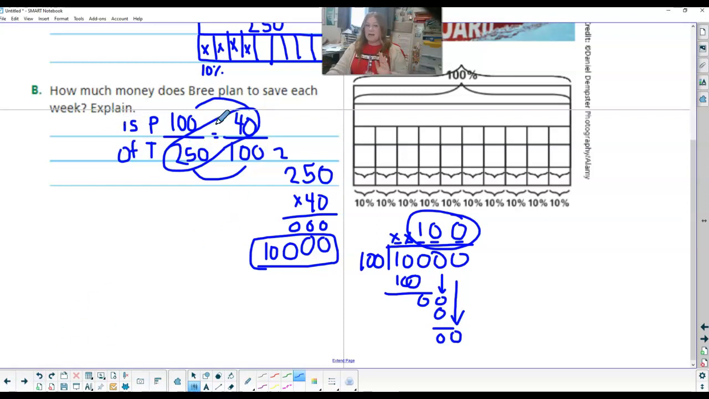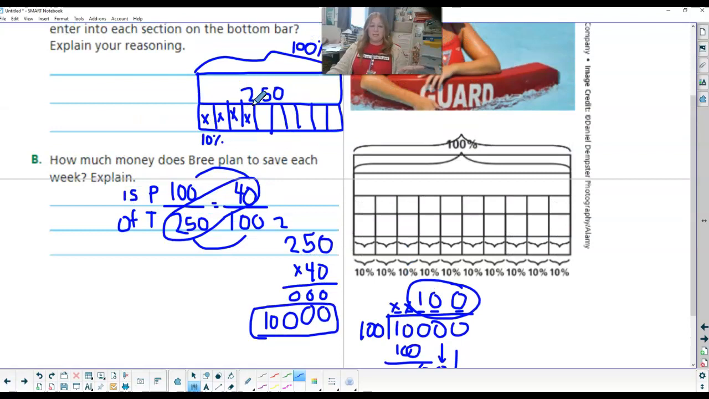So as long as we set it up, we have lots of strategies of how we can get there. We can do what we do to one, we do to the other. You could use this, and I could take 250 and divide it by 10, which is going to be 25. And so each of these are worth 25, and I have 4 of those, 25, 50, 75, 100. Or we can cross multiply and divide. We all came up with the same answer, $100.